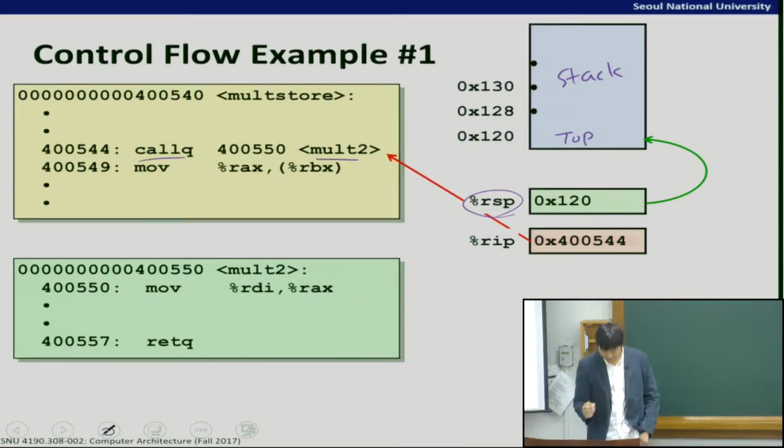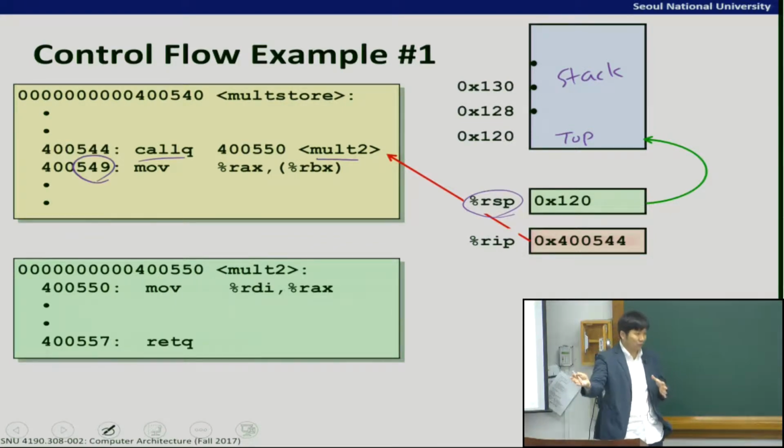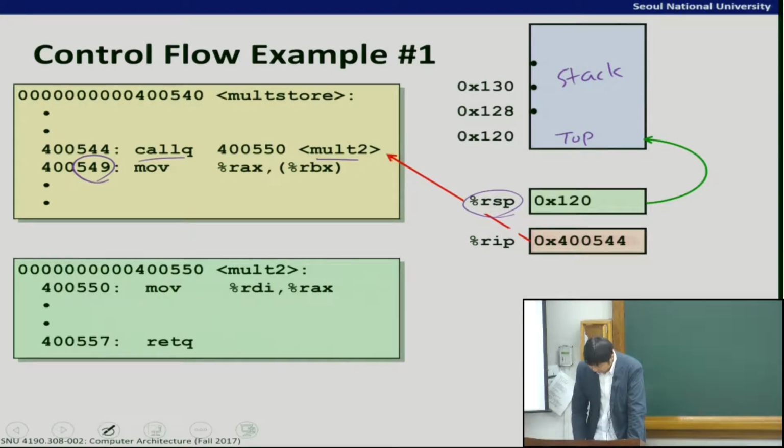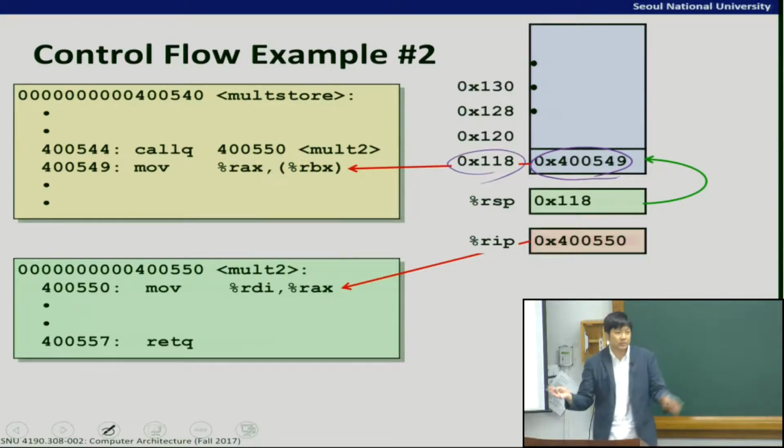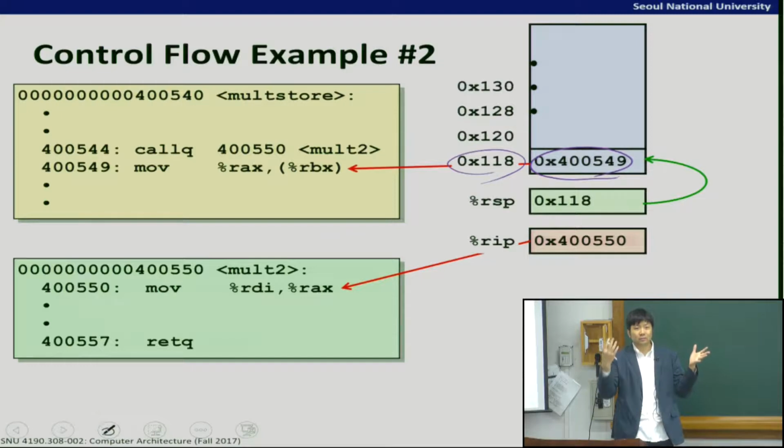549, right? So this one is the return address, because if you come back from the function call, you have to come back to 549. So that's the return address. If you execute this function call, the stack grows by one quad word like this, and then the return address is stored here, okay?